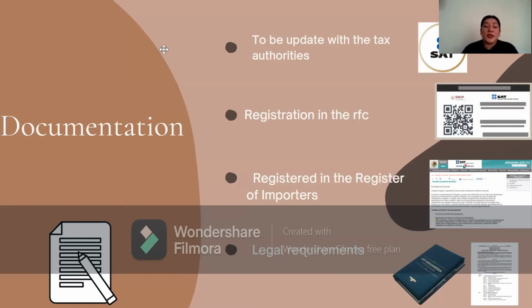Okay, first, we need to be updated with the tax authorities and with our tax obligations. Then we need to be registered in the Federal Taxpayer Registry, that is the RFC, and this is done in the Tax Administration Service, the SAT. Then we need to be registered also in the importers register, and there is a specific importers register, but in the case of our bottles, we don't need to be in the specific sector. Then we need to comply with every single legal requirement that is established in the regulations of the customs law. Next slide, please.